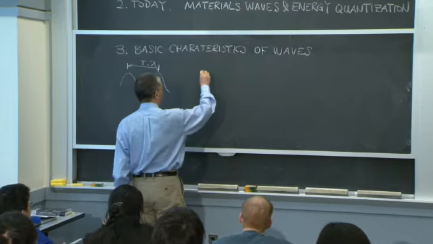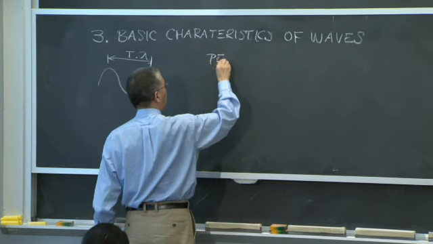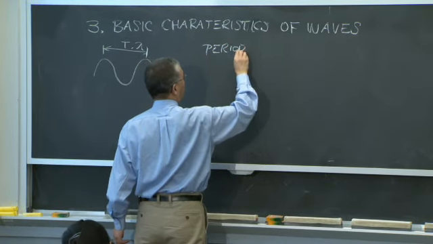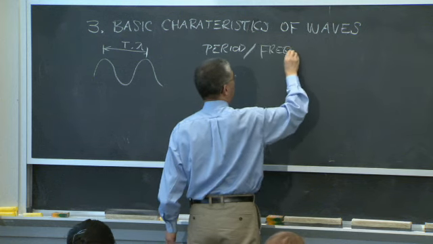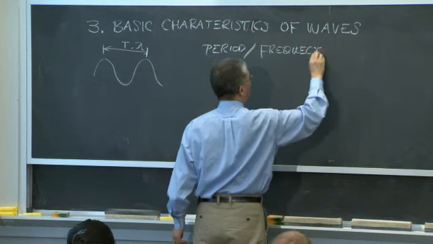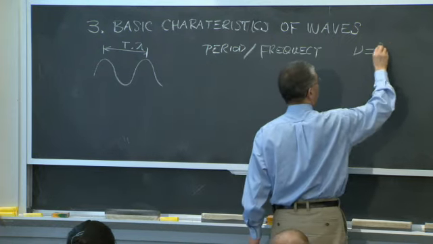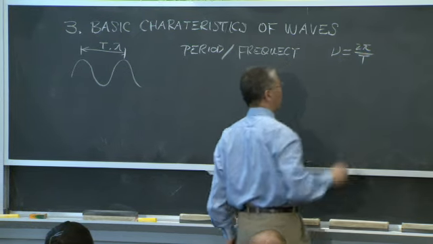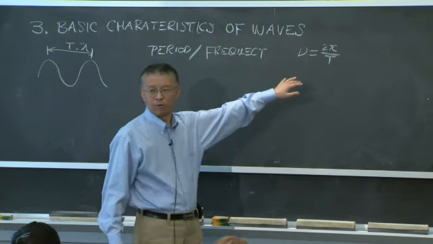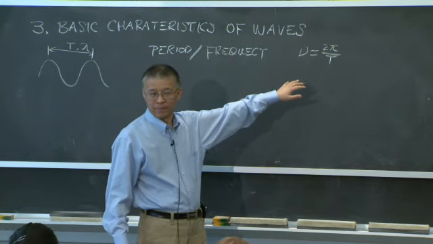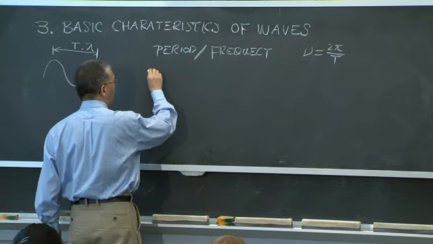So we have period and frequency. This is the Fourier pair. Of course, frequency is 2 pi over the period. So at least in the time domain, you're very comfortable with frequency. And in the space domain, we have wavelength.